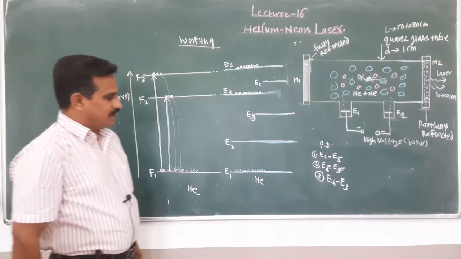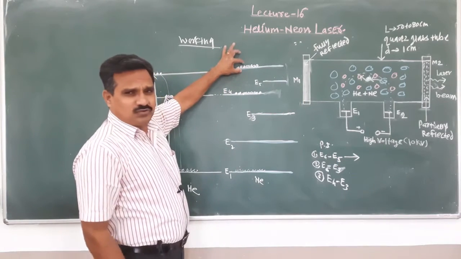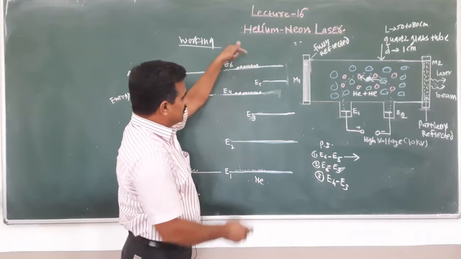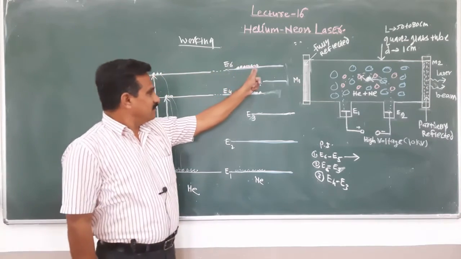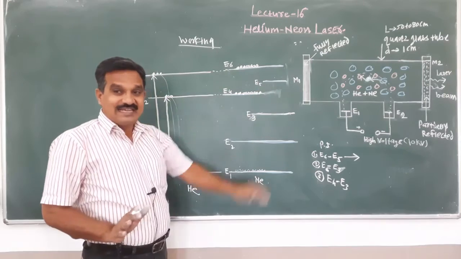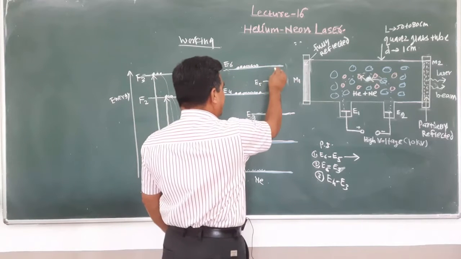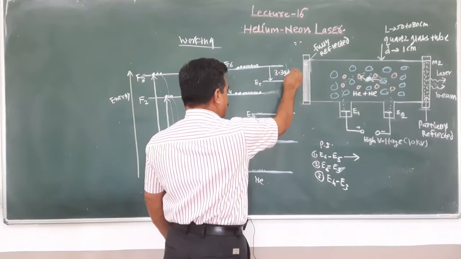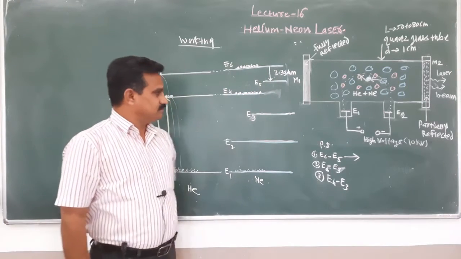Next, from this point of view, due to some random process, suppose this neon atom jumps from E6 to E5. When the neon atom jumps from E6 to E5, it spontaneously emits a radiation, and the wavelength of that radiation is 3.39 micrometer.